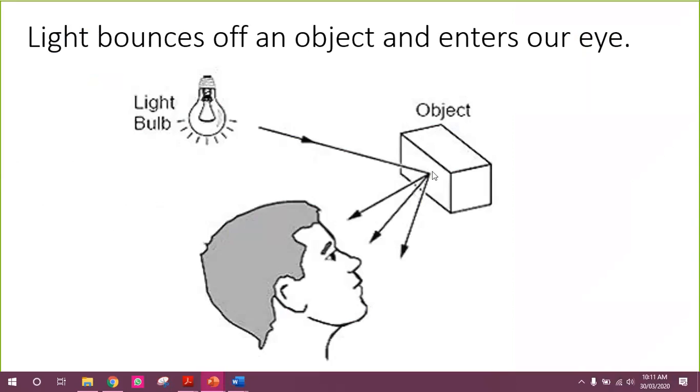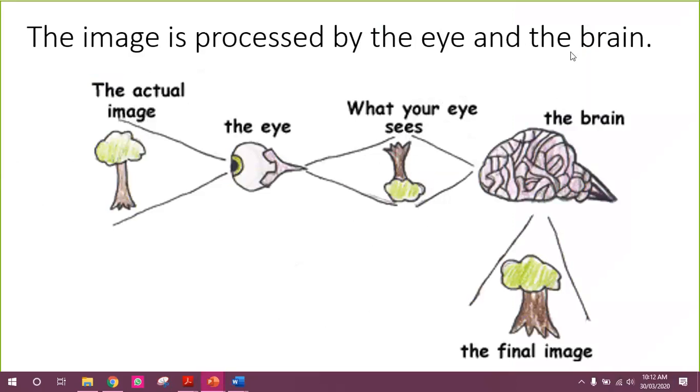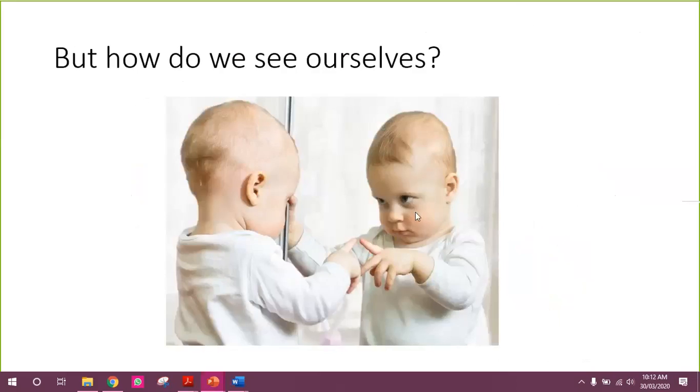When we want to see an object, we know that light has to bounce off an object and enter our eye. In turn, our eye processes what we see and forms an image with the help of our brain. But how do we see ourselves? Well, if we are the object, then yes, we need a mirror to see ourselves.